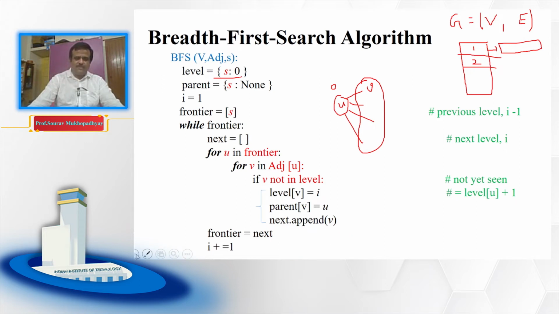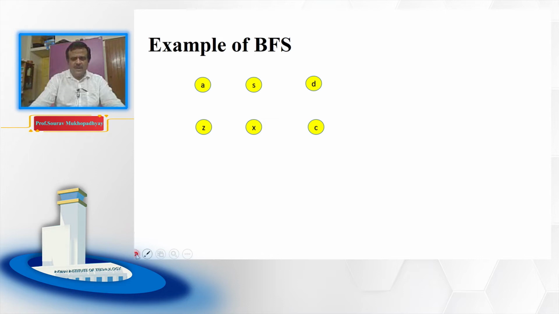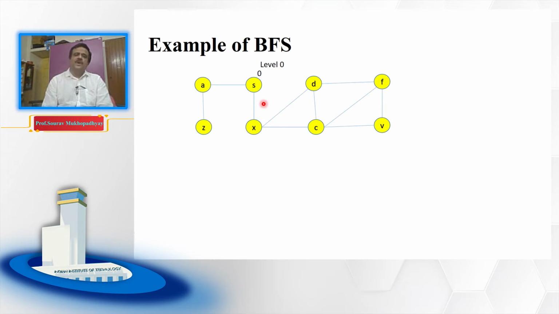So, let us take an example. Okay. Suppose these are the vertices and these are the edges of a graph, and we want to do the BFS or breadth first search on this graph. So, let us start with this is the first. So, first this is also part of the input. We have given a source vertex to start the search. Okay. So, this we put the label 0.